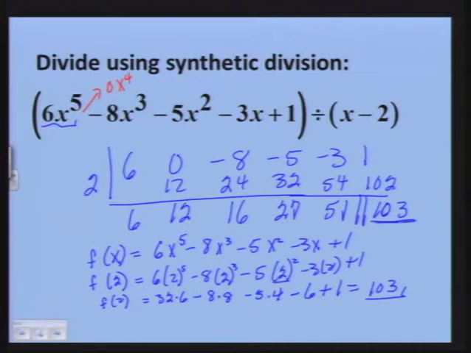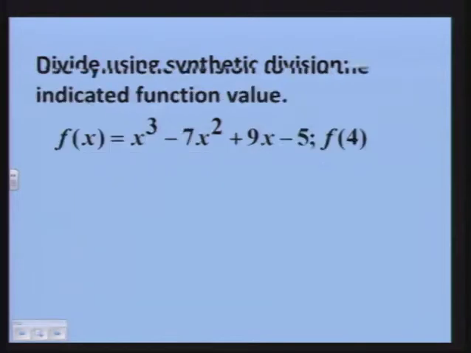Guess what we got for the remainder right here? 103. So the f of 2 actually equals that remainder of 103. That's interesting. That's what we're going to use here to work a problem, finding the f of 4 for this particular function. F of x equals x cubed minus 7x squared plus 9x minus 4.